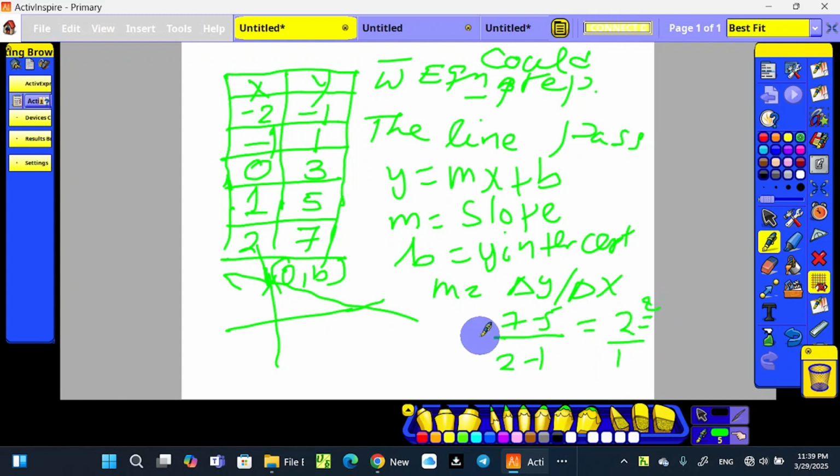So the slope is 2, and y is equal to 2x plus b. As I told you, b is the y-intercept, the value of y when x is equal to 0. It's already given in the table: when x is 0, the value of y is 3. So y is equal to 2x plus 3. You see, here you go.